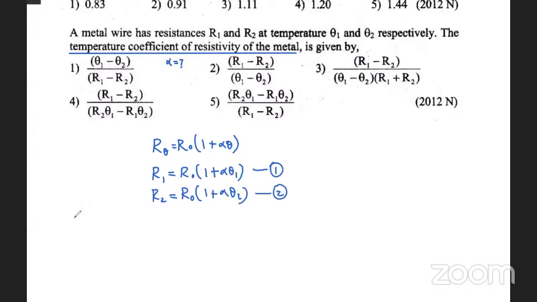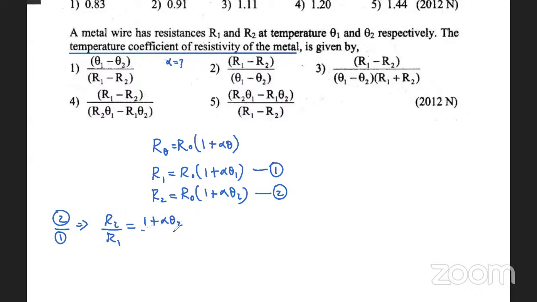Now it's time for us to divide the second one by the first one, so that it gives us R2 over R1. We had a problem when we did this. We didn't know which one is bigger, but in all the answers you can see R2 is subtracted from R1, so we have the liberty of considering that. I'll divide it the way it was supposed to be divided. The reason for dividing is to get rid of R naught. When you divide, R naught will get cancelled off. We don't want R naught in the answer.